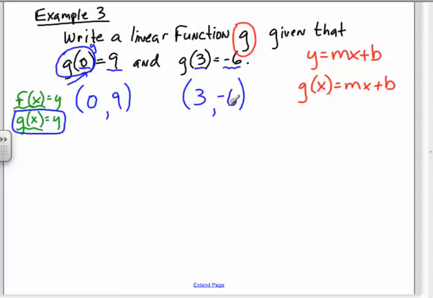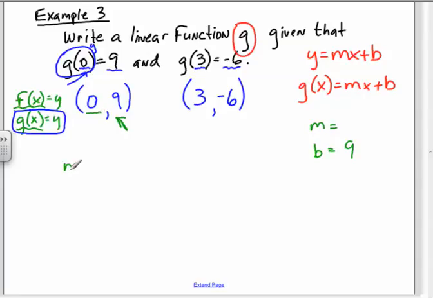Now that I've got it written like this, I know that I need two things to write the equation of a line. I need m and I need b. When I look at these 2 points, I can see I've already got b. b is 9, because this point has an x of 0, and any point that has an x of 0 is a y-intercept. So the y-intercept there is 9. And I just need to find the slope.